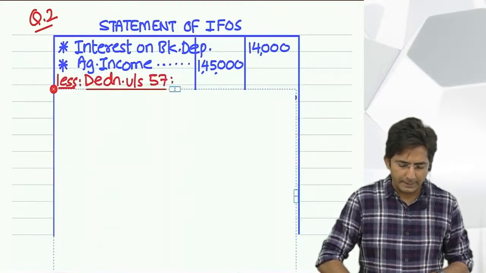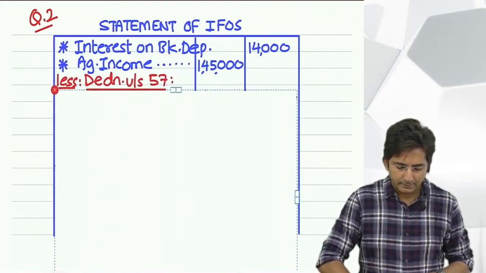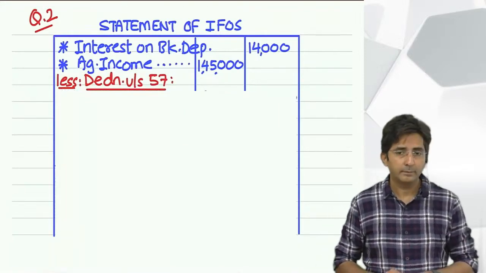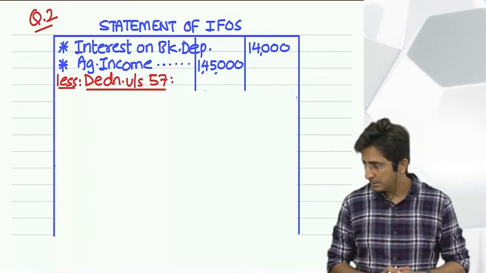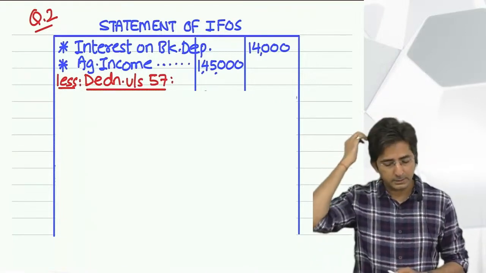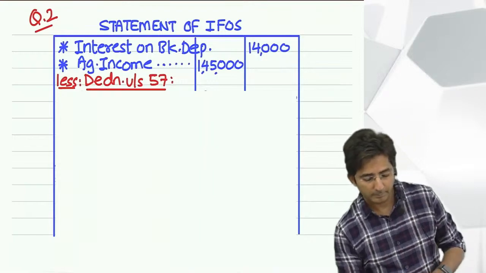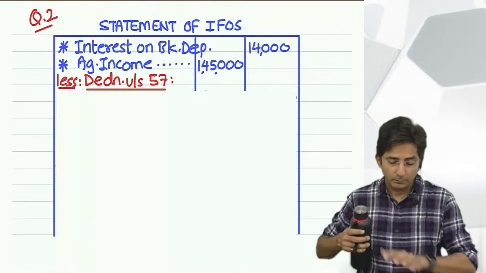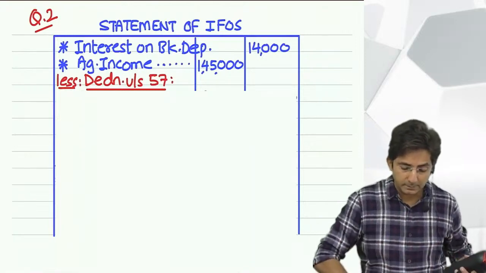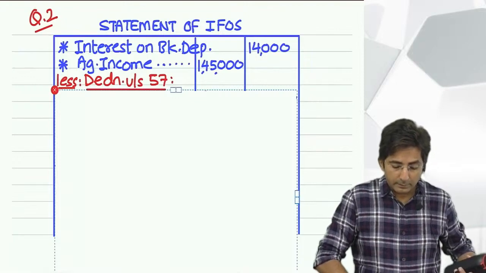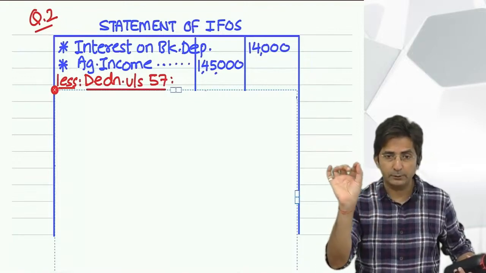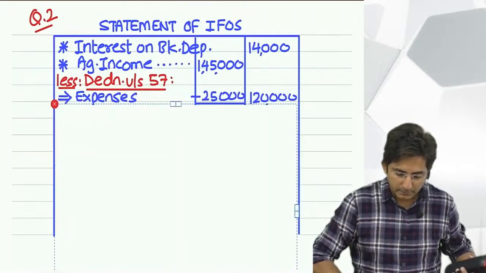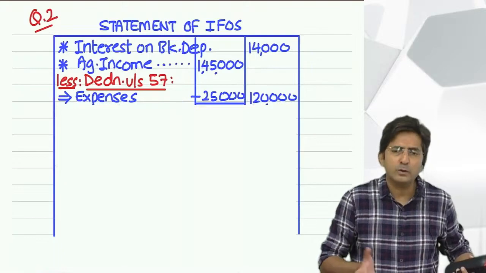Then see what I have written: less deduction under section 57. Wait, after that you have to write the name of the expense. After the words deduction under section 57, you have to write the name of the expense. Here, they have not given the name of the expense. They have just written expenses. So, you also write expenses.